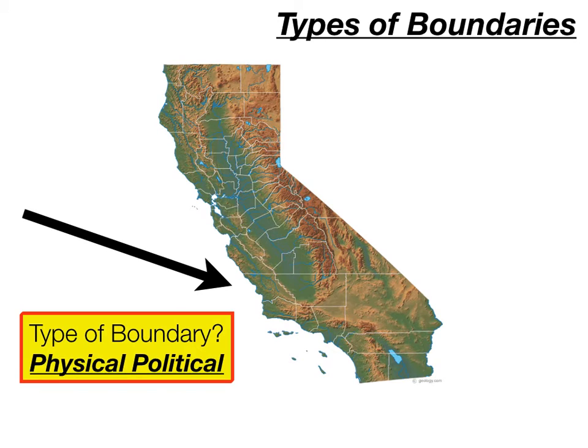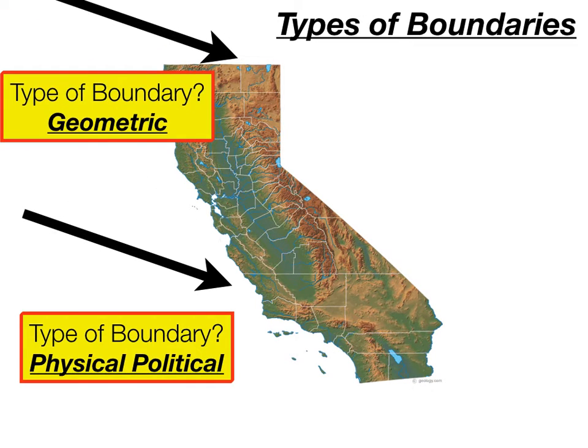Now the northern boundary of California, between California and Oregon, we see as a very straight line, and we know that straight lines are not natural. These are not naturally occurring things. So this was arbitrarily drawn through a treaty, and that type of boundary is called a geometric boundary. So California has both physical political as well as geometric boundaries.